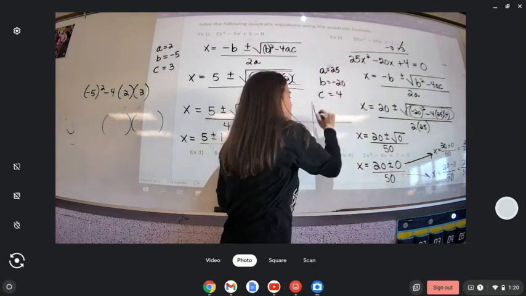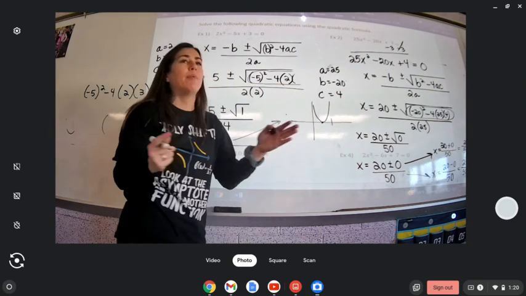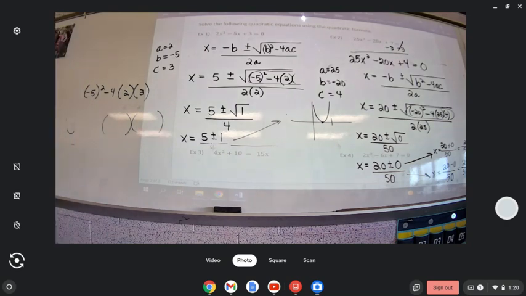And he opens up since A was positive, so he must be a parabola whose vertex was an x-intercept, okay? It only touches it one time.